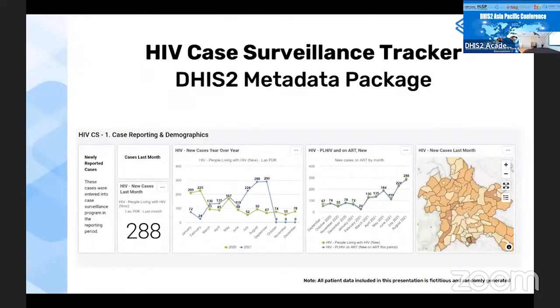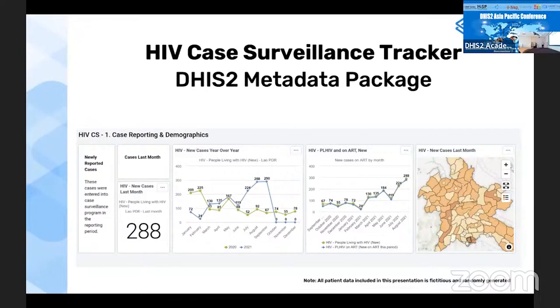All right. For this small presentation, we'll try to introduce the HIV case surveillance tracker, the DHIS2 metadata package that has been built in collaboration with the WHO headquarters in Geneva and the team at the University of Oslo. Through this package development, a lot of guidance has also been taken from the countries that have used HIV trackers. What has been tried is to design a minimum data set that a country could use to track HIV patients for case surveillance.